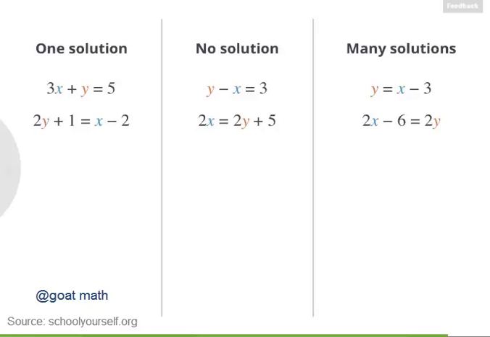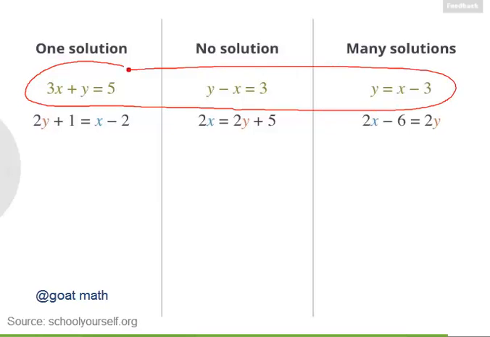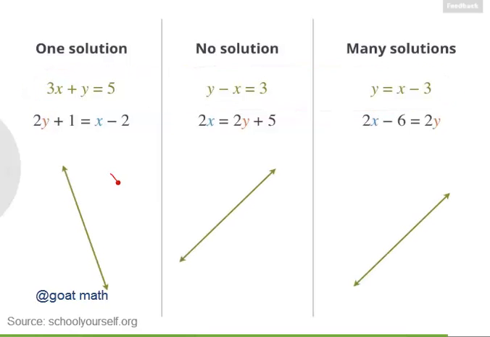So one more thing. In a later lesson, you'll see what each of these three cases means, but graphically. It turns out that each of these equations can be represented as a line on a graph. So this line might represent 3x plus y equals 5. This line represents y minus x equals 3, and this line is y equals x minus 3. And the lower equations also represent lines. This is the line for 2y plus 1 equals x minus 2. This is the line for 2x equals 2y plus 5, and this is the line for 2x minus 6 equals 2y.